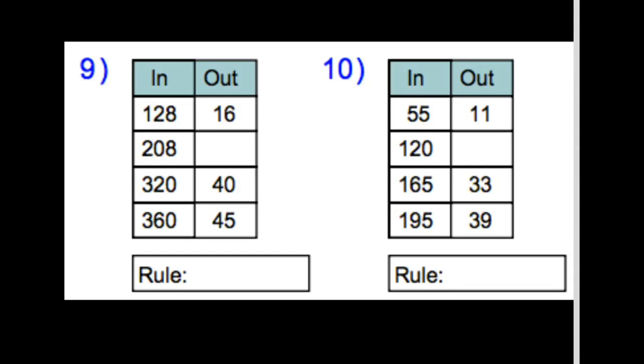Hello team and family, this is Finding Missing Parts in a Table, video number 3, and this is part 2. We're going to start with table number 9. We're going from 128 to 16, so from my x to my y.